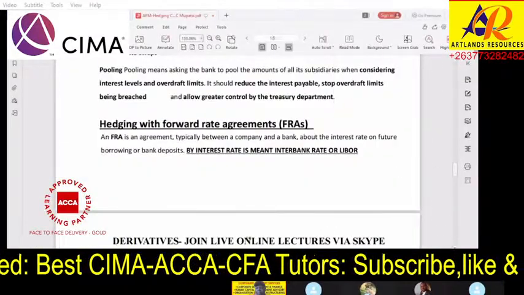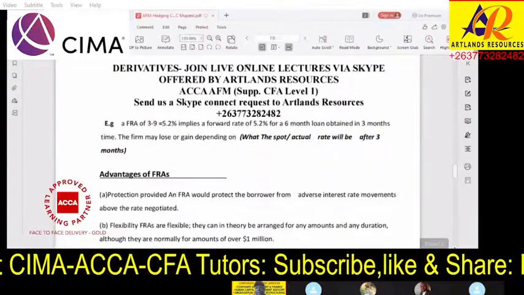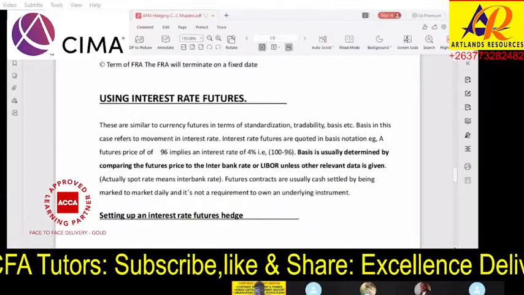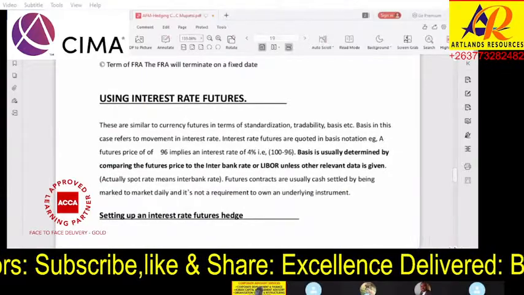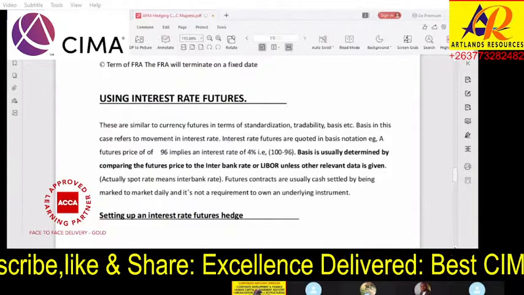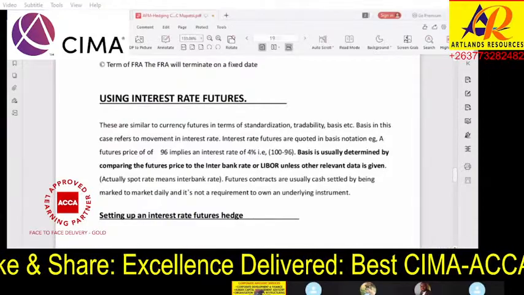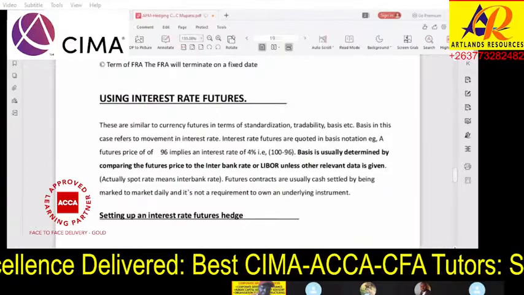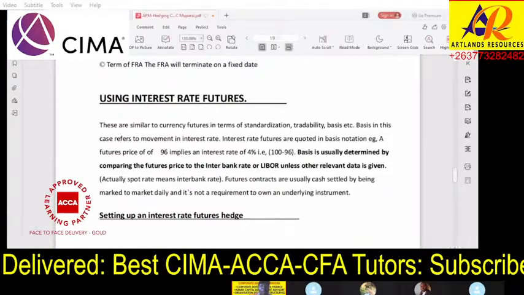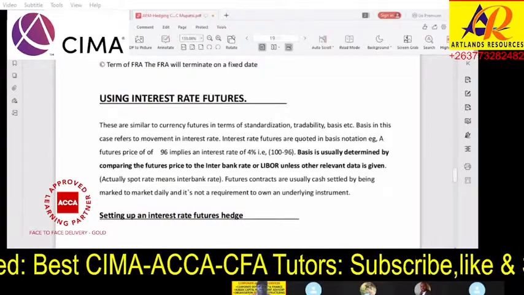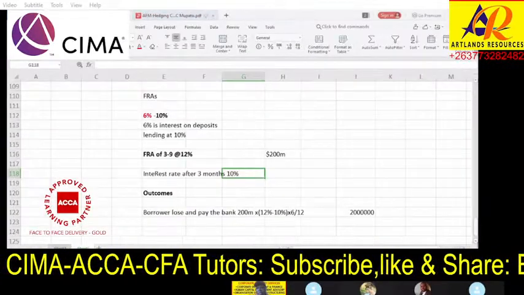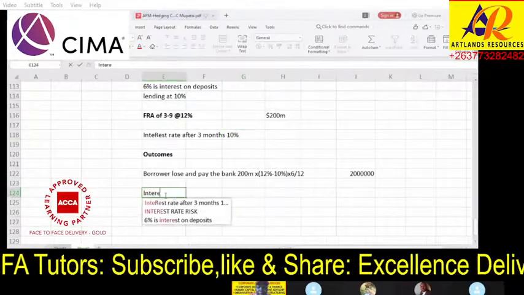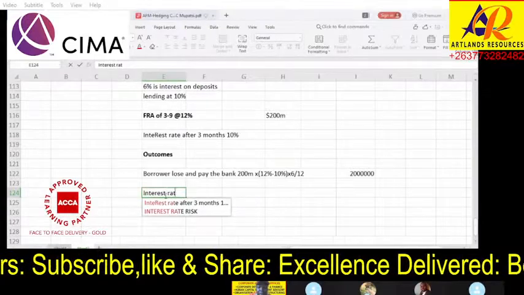Right? So I told you how the forward rates work, and these are the obvious advantages. Now it's easy because we've already done this. Interest rate futures work the same way we were discussing currency futures; it's basically the same approach. But there is terminology, something we need to know: notation. When you're talking of interest rate futures, what is important is notation. Interest rates.